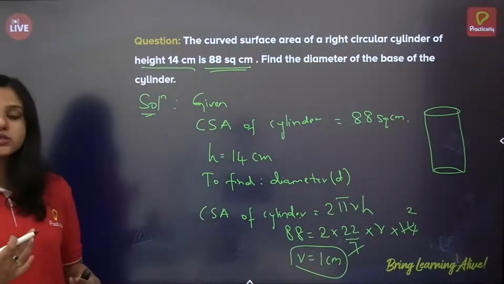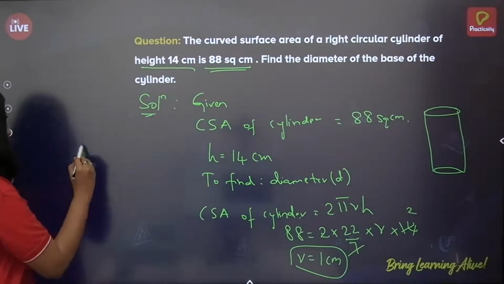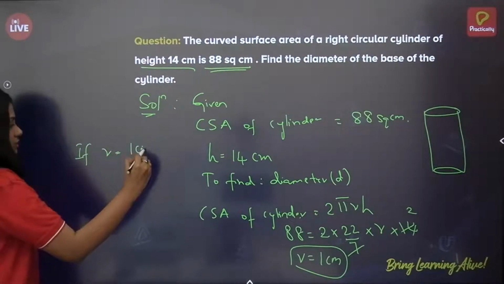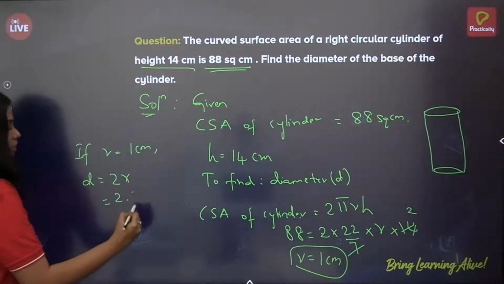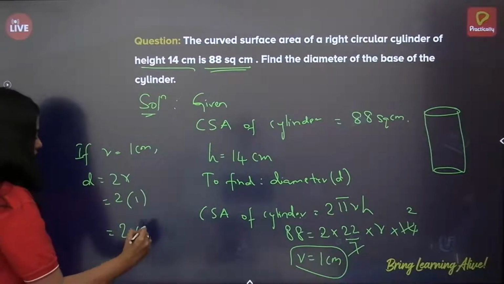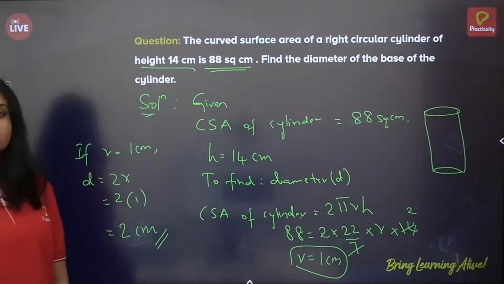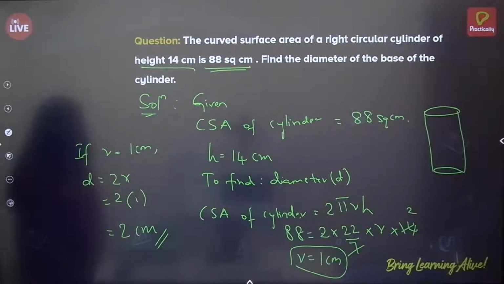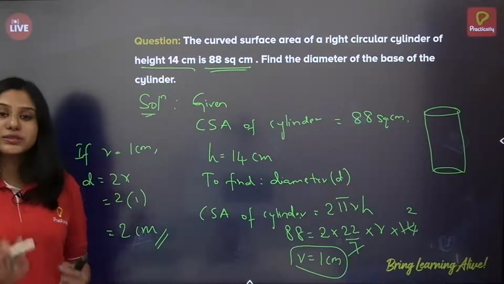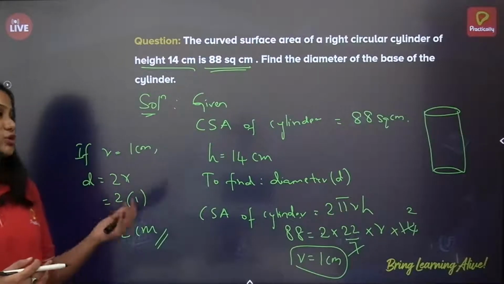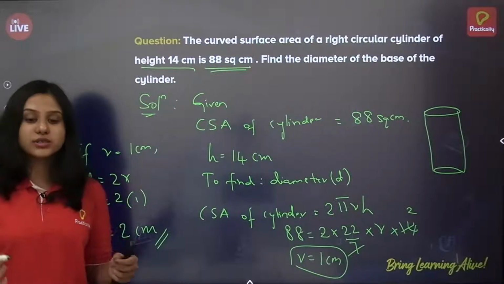If radius equals 1 centimeter, can you find what's the diameter? Of course, yes. If radius is equal to 1 centimeter, diameter is equal to 2 into radius. So, it will be 2 into 1. That is nothing but 2 centimeters. So, this is the diameter. Correct? Alright. So, we also have solved a question on the right circular cylinder. Until and unless mentioned, please do take the pi value to be 22 by 7. If it is mentioned that pi is equal to 3.14, then consider 3.14.